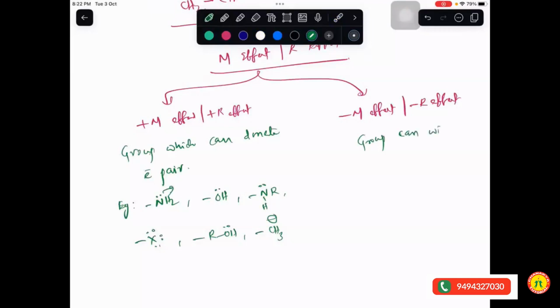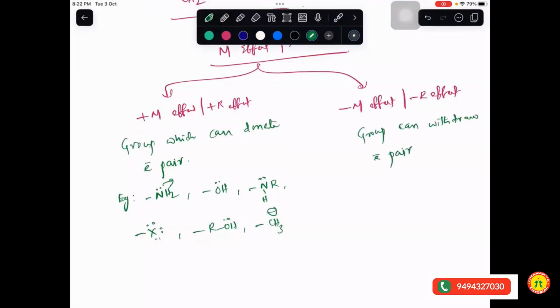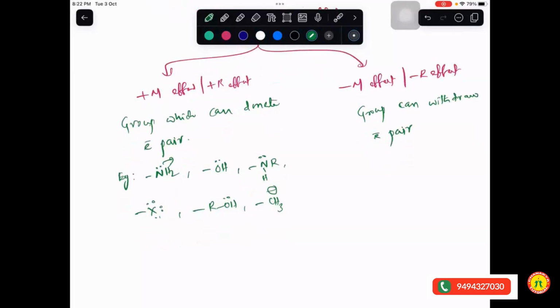...can withdraw electron pair. That is one example. Suppose you are taking CH2 double bond CH, C double bond O, H. One example I am doing. Observe, oxygen is more electronegative, right? It can pull the electron density.